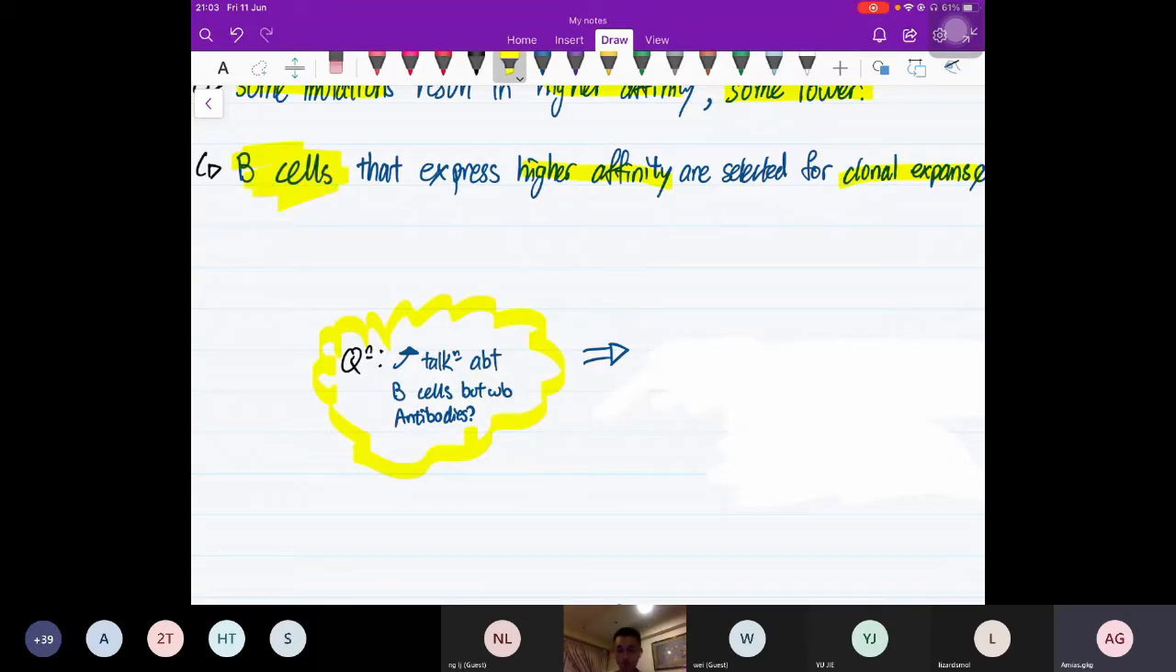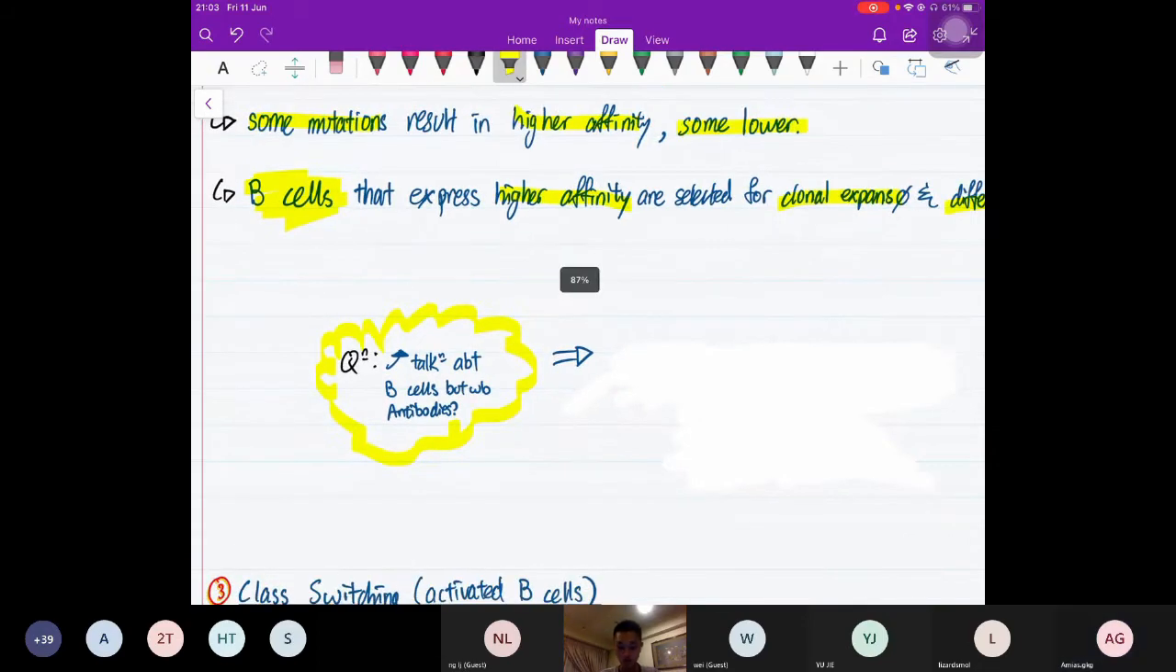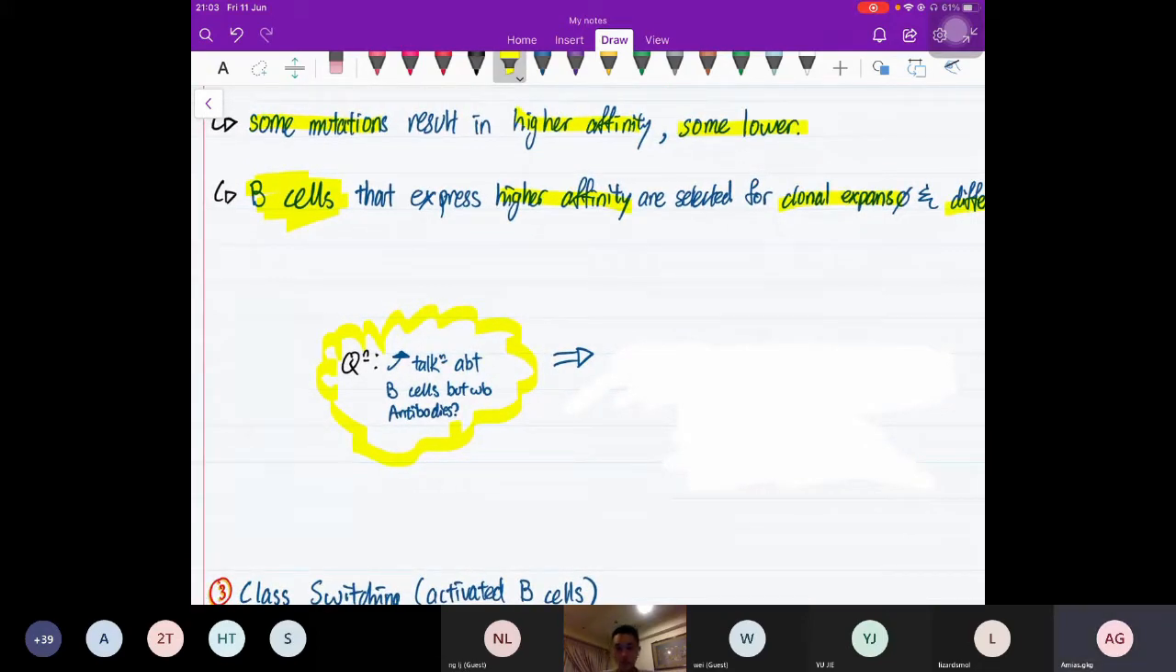Okay, you all have 2 minutes to go and think why I'm talking about B cells here and why I'm not talking about antibodies here. Okay. Yeah, you can just write it down if you want to.